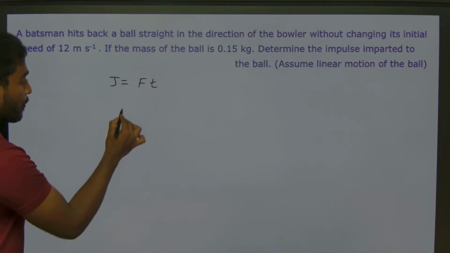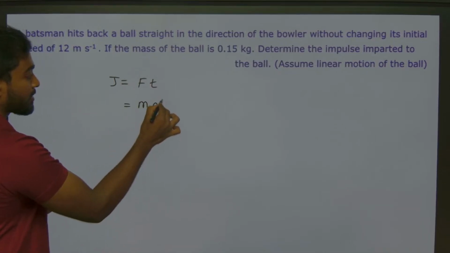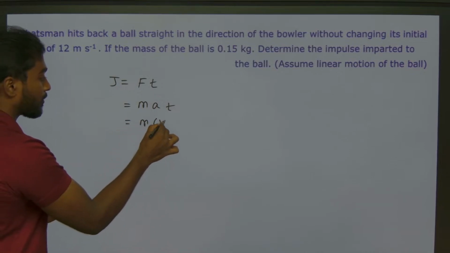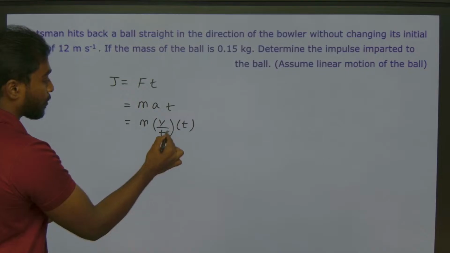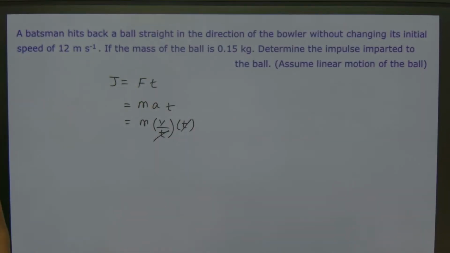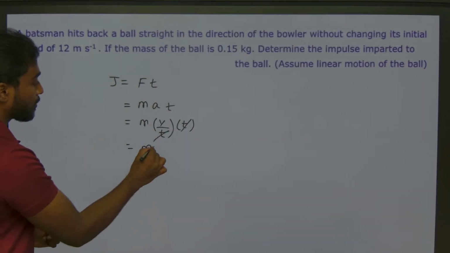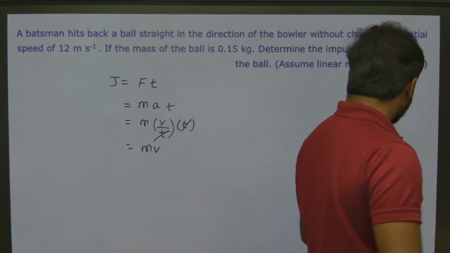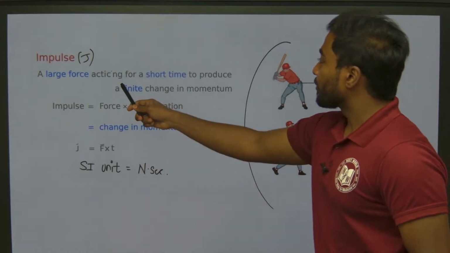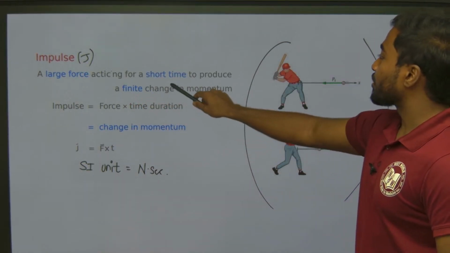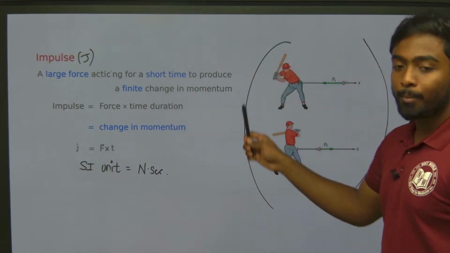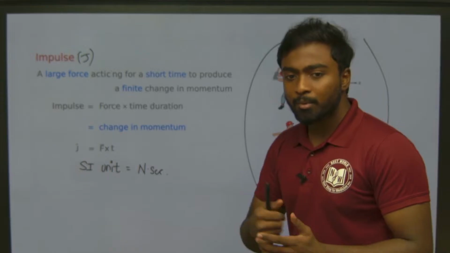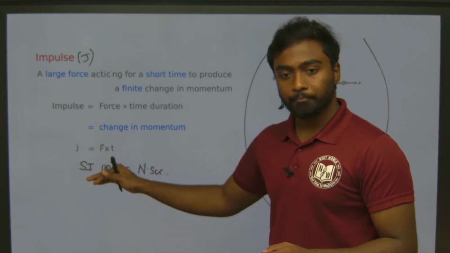So what is force here? Mass into acceleration, into the time I have taken. So what is acceleration here? Velocity by time, into time. So time will get cancelled off. So what will happen here? Mass into velocity. One more thing we have learned here: a large force acting for a short time produces a finite change in momentum. So change in momentum is nothing but impulse, right?